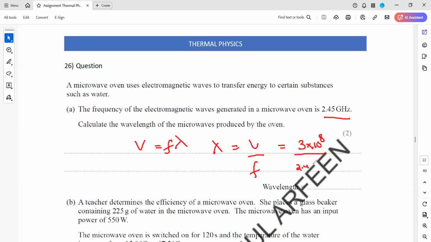And this will be 2.45. Giga means 10 to the power 9 hertz. So when we divide, we will get the ratio, which is 0.0122 meters. That's the wavelength.